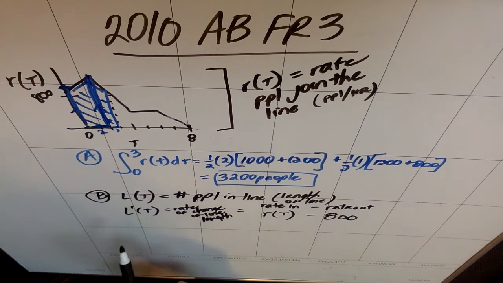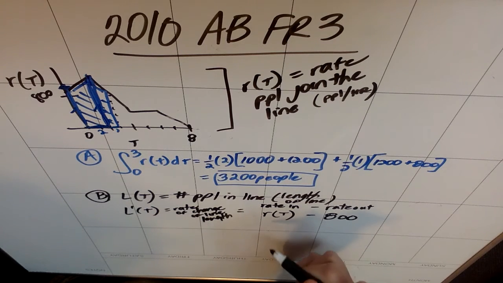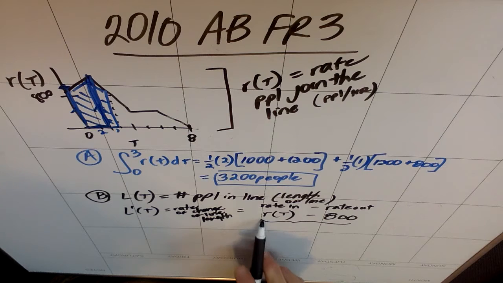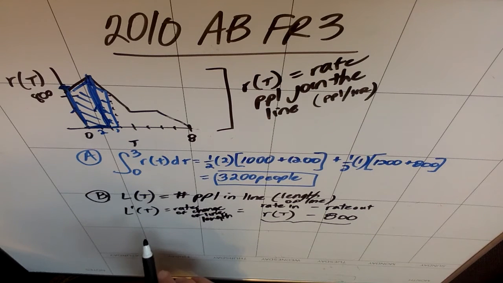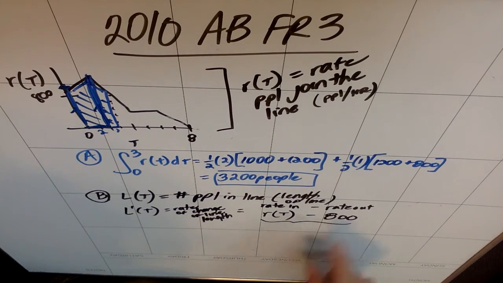So the short answer here is that if R of t is bigger than 800, the line is getting longer. Because if R of t is more than 800 people, that means that more than 800 people joined the line, but only 800 people left the line. So the net rate of change for the line is positive, meaning the line is getting longer. But if R of t is less than 800, then the line is getting shorter because more people are leaving the line than joining the line.